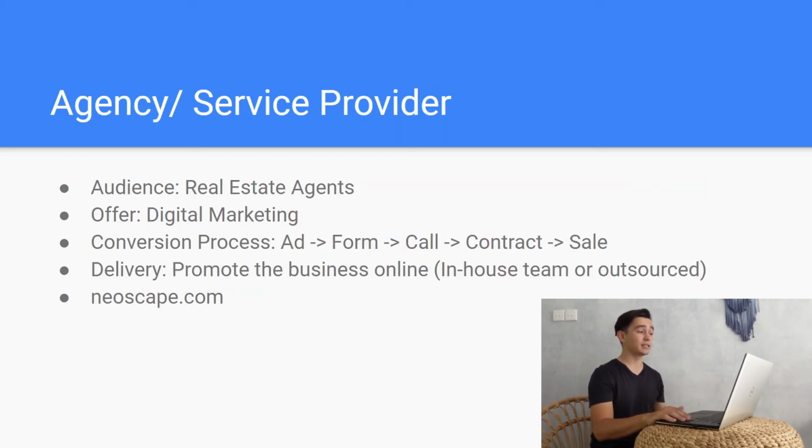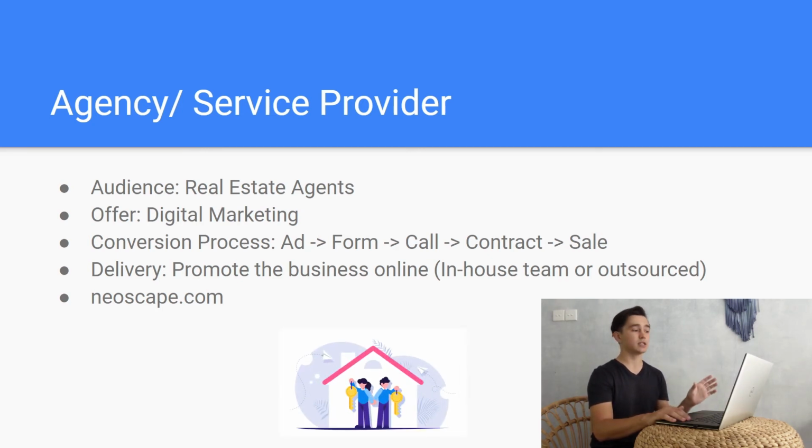And the next one is agency or a service provider. I also have an agency, but I didn't choose my example. I choose neoscape.com, which is a company that I found randomly on the internet. And their audience is real estate agents. And the offer is digital marketing. They do digital marketing for real estate agents.